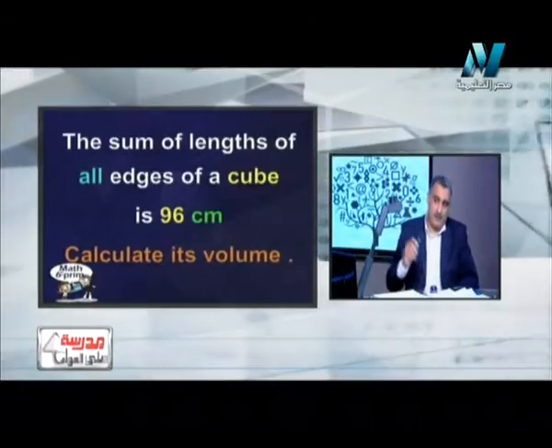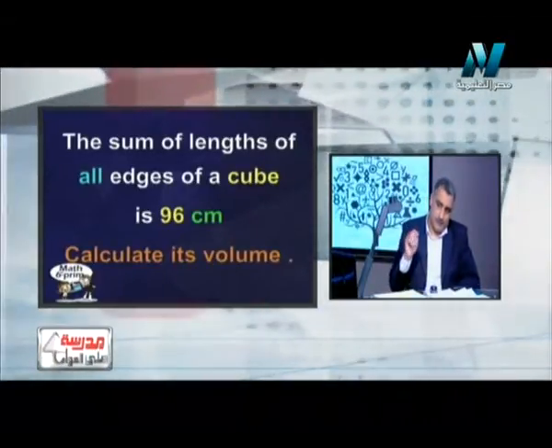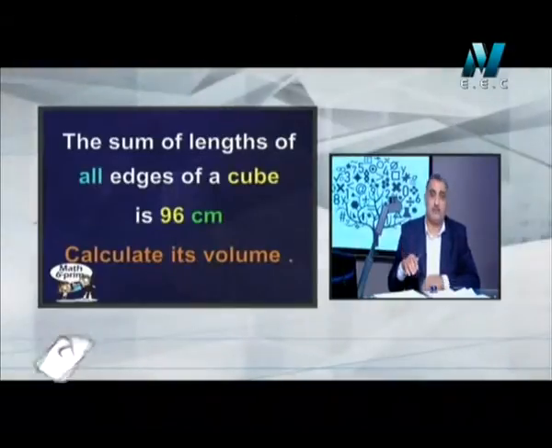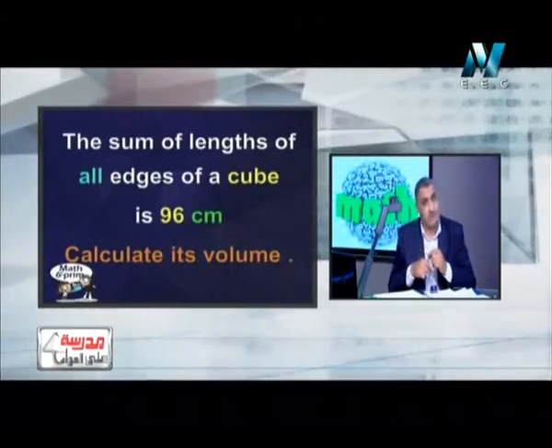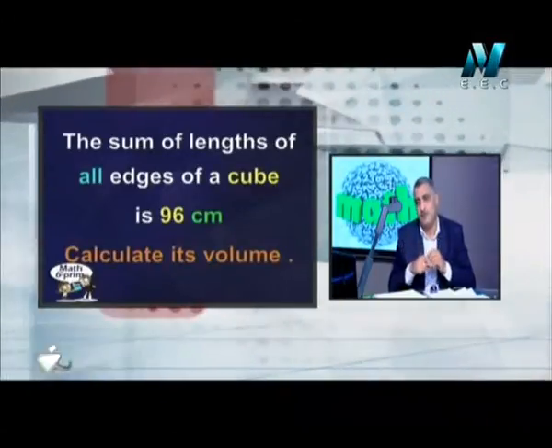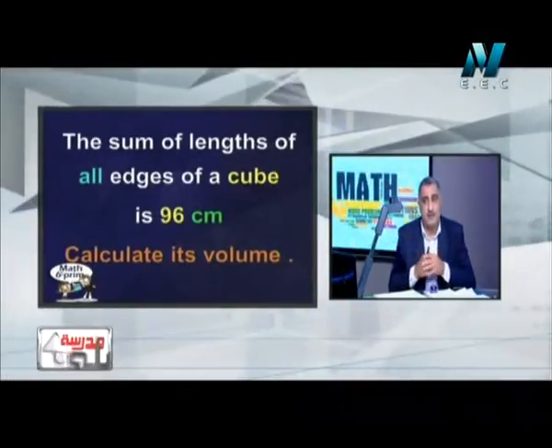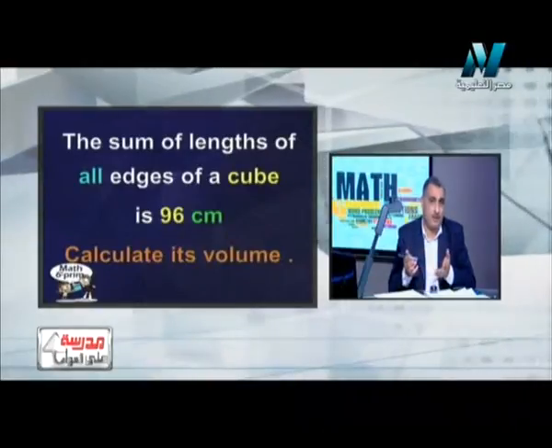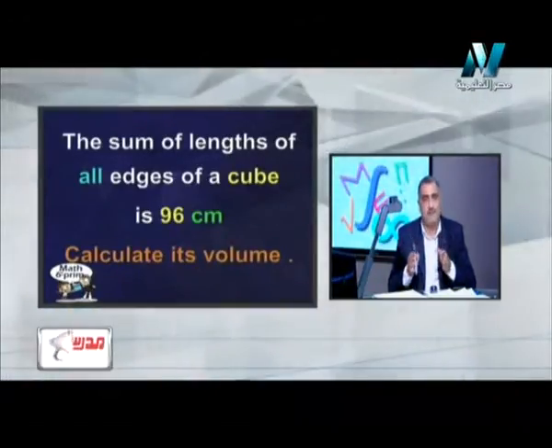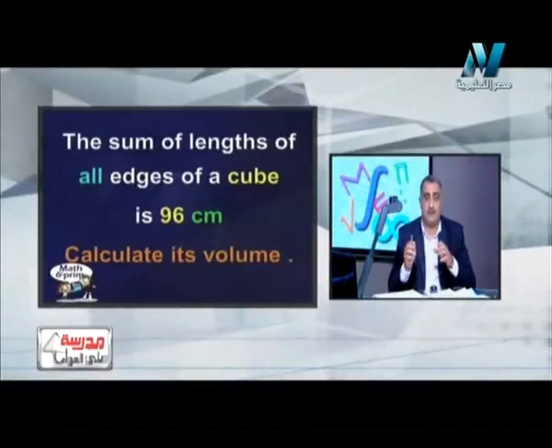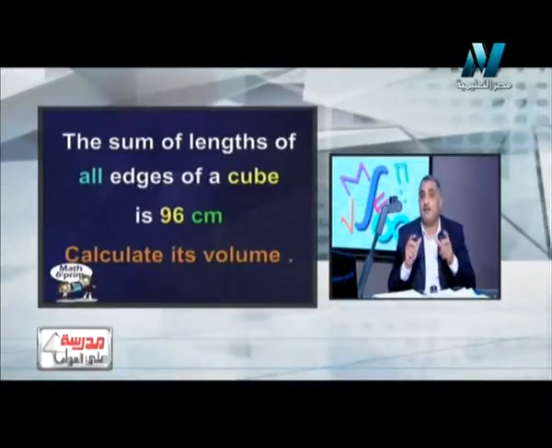Yes, this idea is very important. Yes, the sum of lengths is the sum of all edges. How many edges are there? Excellent, 12. We have 12 edges. The sum of all of them equals 96 centimeters. How can we find the volume? Very good. We can't find the volume of any cube, as we said before, without the edge length.